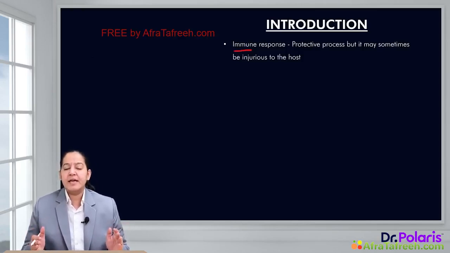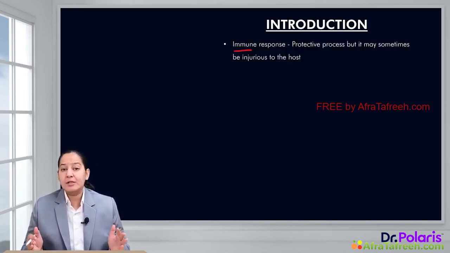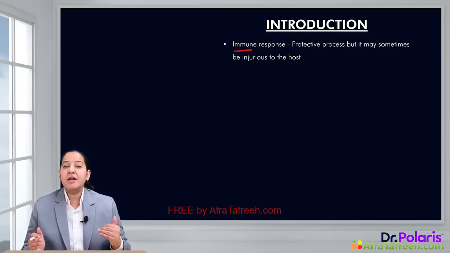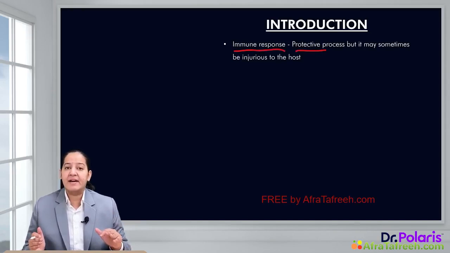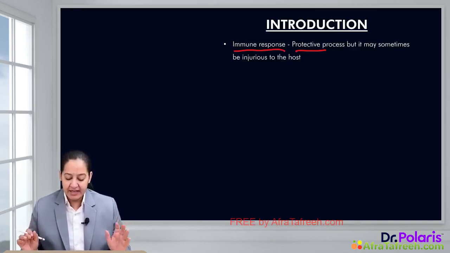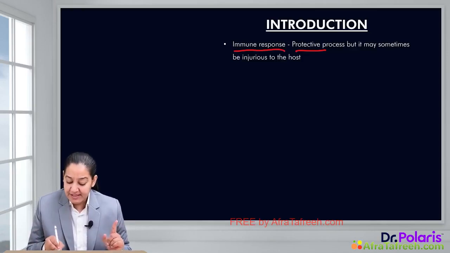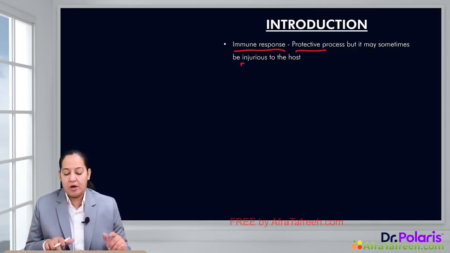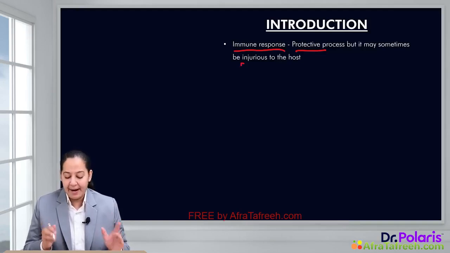So immunity is protective and defensive in nature. That's why immunity is good for human beings, right? But sometimes the immune response becomes excessive. It becomes exaggerated. And apart from harming or damaging the foreign material, because it is exaggerated and excessive, it harms the host tissue also. That is known as hypersensitivity. So the immune response is protective, but sometimes it may be injurious to the host cell also. That is known as hypersensitivity.